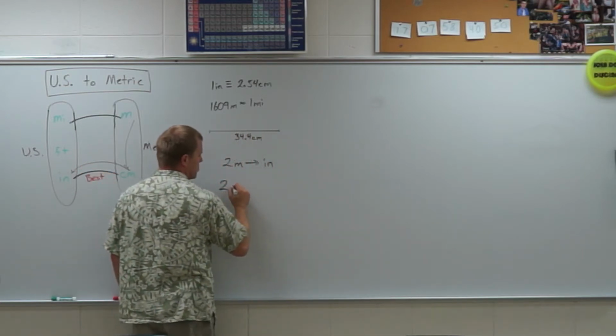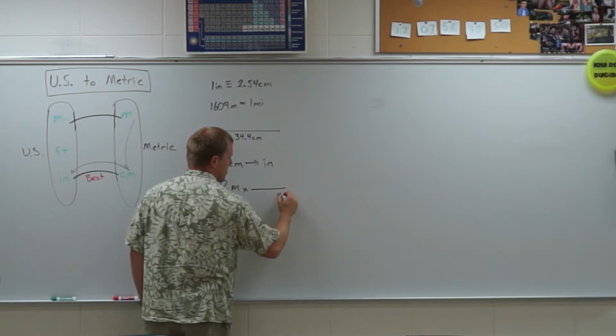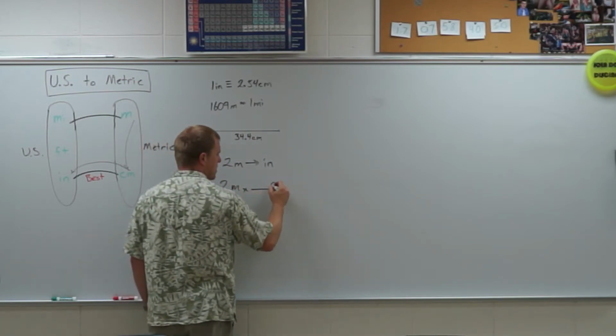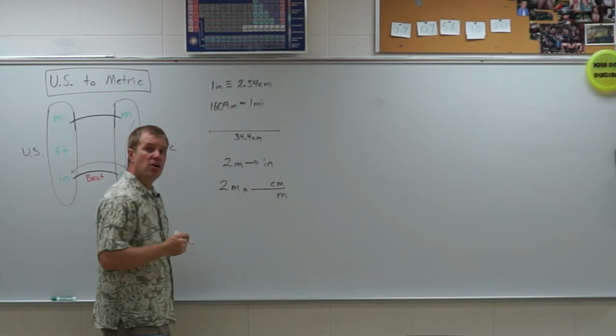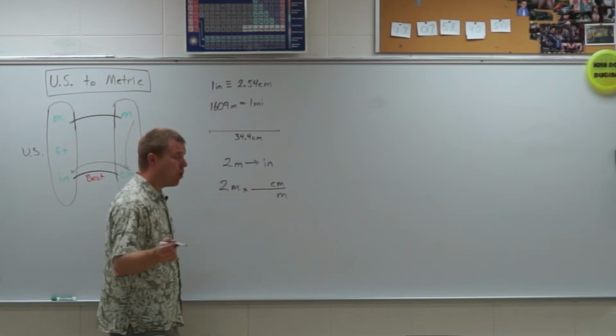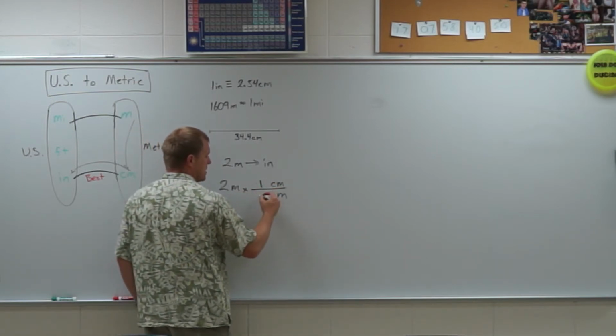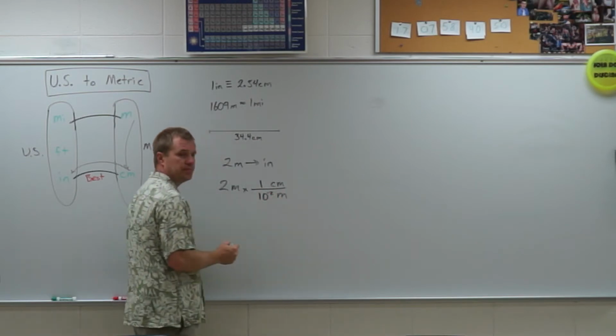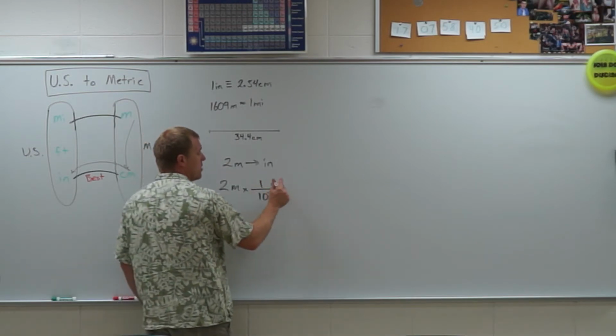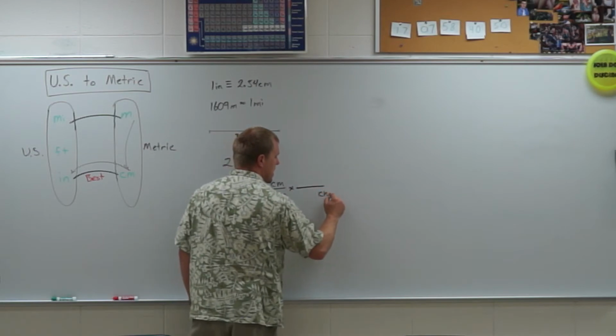So I start out 2 meters, and I want to get rid of meters. So I'm going to put it on the bottom since I have it on top. I'm going to centimeters. This is a metric to metric, so the 1 goes with the prefix. Centi means 10 to the negative 2. Now I want to go from centimeters to inches.